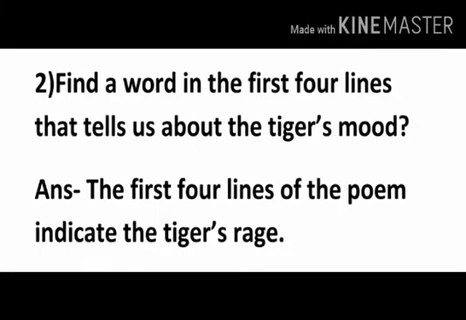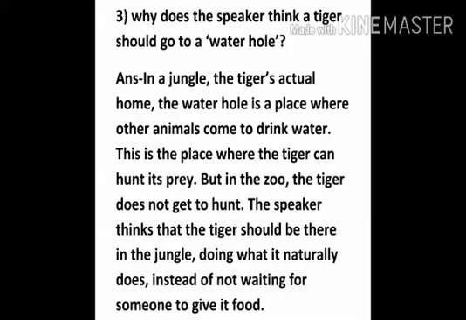Question number 2. Find a word in the first lines that tell us about the tiger's mood. Answer. The first 4 lines of the poem indicate the tiger's range.